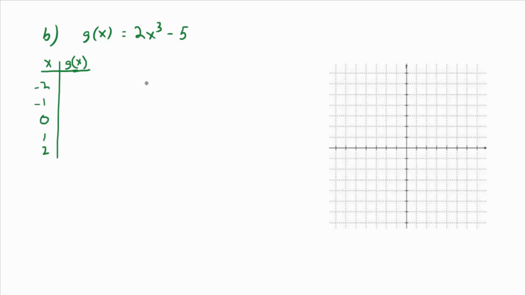Okay, if we plug in -2 for x, so we're essentially taking g of -2. We get 2 times -2 cubed minus 5. What does that turn out to be? Well, what's -2 cubed? You got to do that first. -8 times 2? Negative, right? And then, what, -21? That's kind of far down. I don't know if I want to plot that point. So I probably won't.